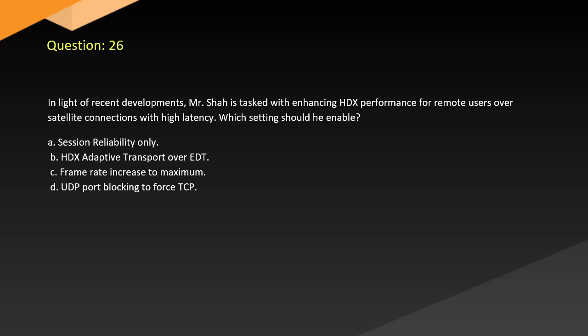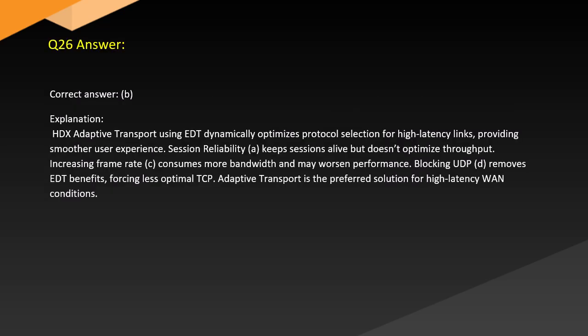Answer. Correct answer: B. Explanation: HDX adaptive transport using EDT dynamically optimizes protocol selection for high latency links, providing a smoother user experience. Session reliability, A, keeps sessions alive but doesn't optimize throughput. Increasing frame rate, C, consumes more bandwidth and may worsen performance. Blocking EDT, D, removes its benefits, forcing less optimal TCP. Adaptive transport is the preferred choice for high latency WAN conditions.